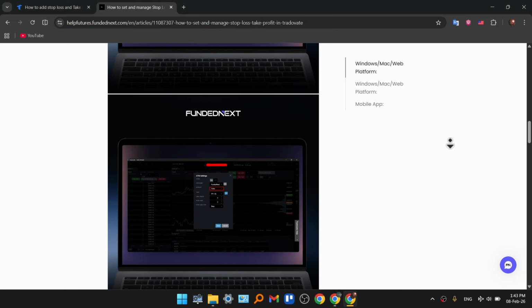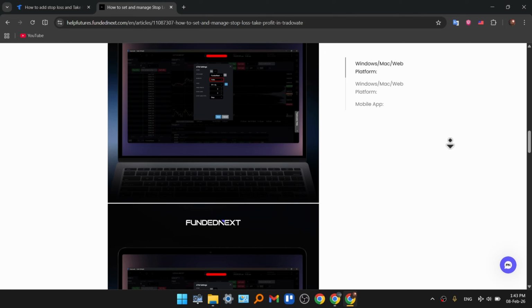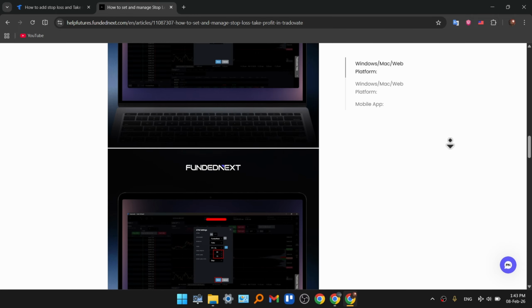Then the next step, you can place the trade. Click buy market or sell market. Tradovate immediately places the entry order, stop loss, and take profit.